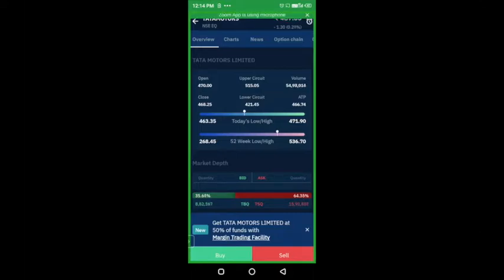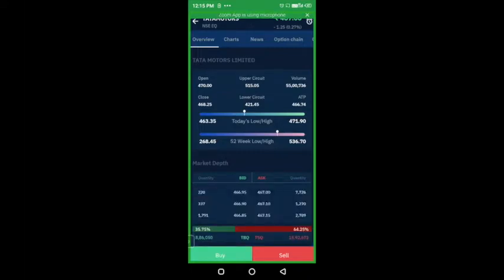52-week low and high, I have told you guys already. During the past 52 weeks, which means the past 1 year, this is the lowest price of Tata Motors, and this is the highest price of Tata Motors. Now, at present, Tata Motors is trading near the 52-week high level. This is the 52-week high level, 536. So, more or less a little bit near that value, Tata Motors is trading now. So that's all about the overview section.